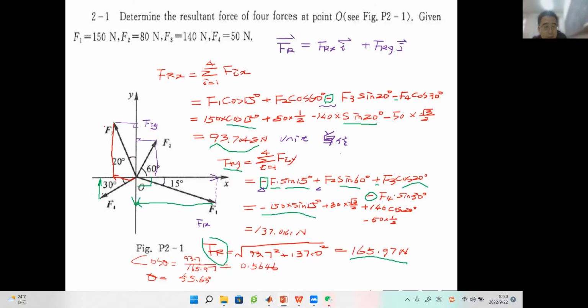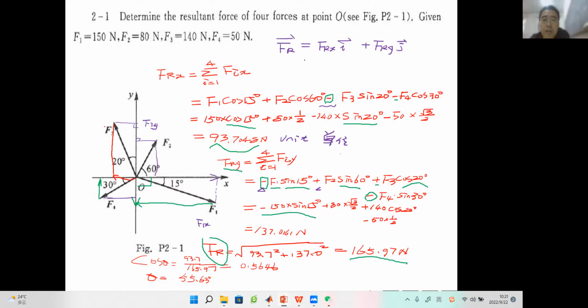And the final one, F4 times sine 30. This time, you can find actually is this. So F4 times sine 30 is its magnitude, and its direction is also along the negative direction of y. So we give a minus sign again. You see, this one minus sign, this one positive sign. Then you just do the calculation carefully. Then you can find a final result.